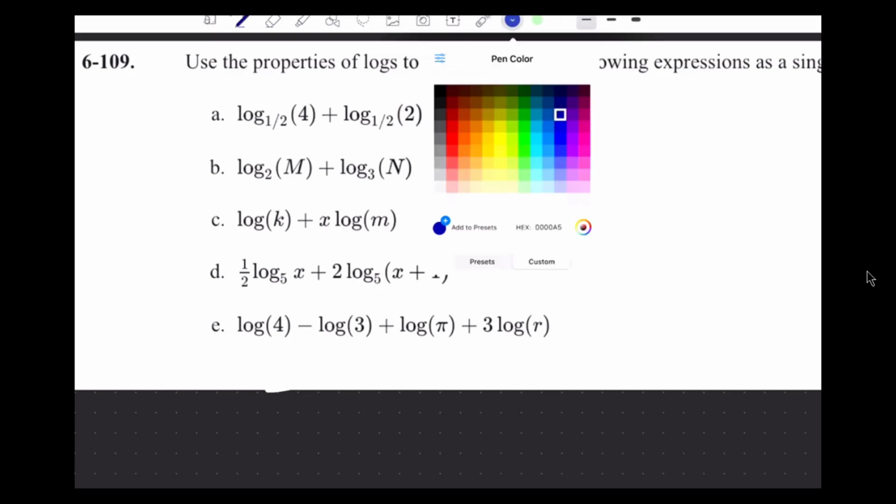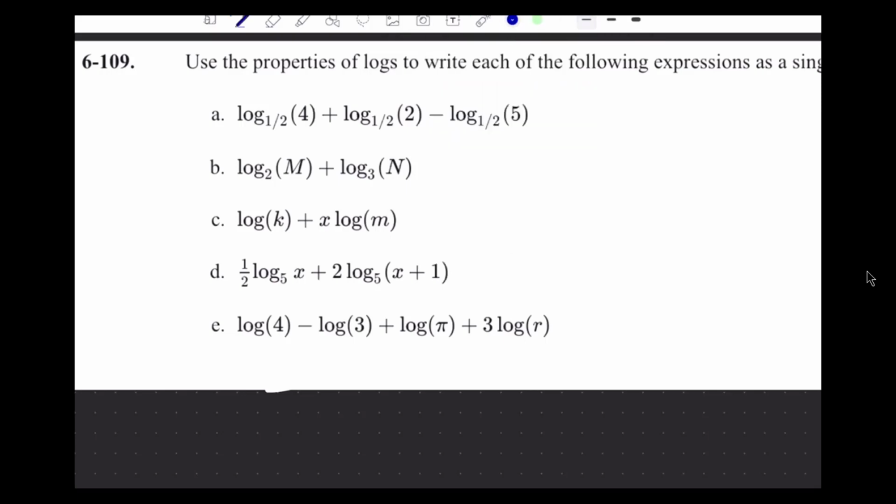I'm going to darken this a bit. So we got log base 1/2, right? 4 times 2 is 8. And then we're going to divide by 5. Yep, that's it. What happens if it doesn't have the same base? Ooh, there we go, right?